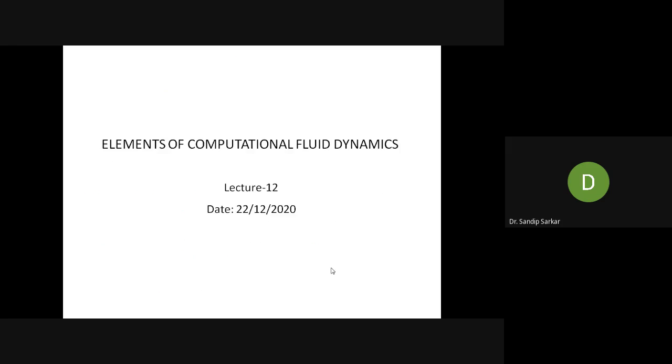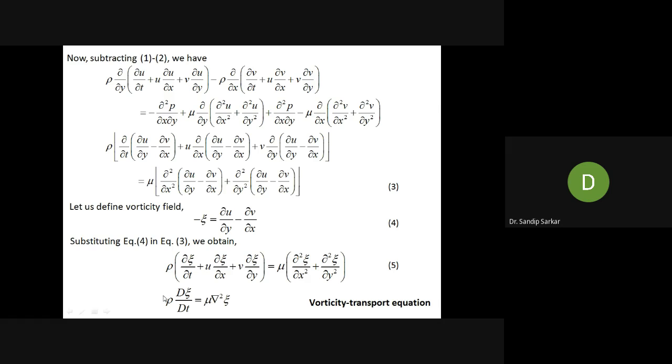Here we have seen that this vorticity equation is a time dependent equation. It is a transient equation. There is a del zeta del t term. It has a similar form to the Navier-Stokes equation, but it is a convection diffusion equation. This is the convective term, this is the diffusion term, and this is the transient term. So this equation is the convective diffusion equation for the vorticity.